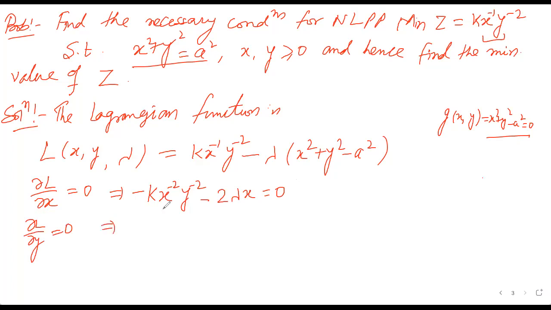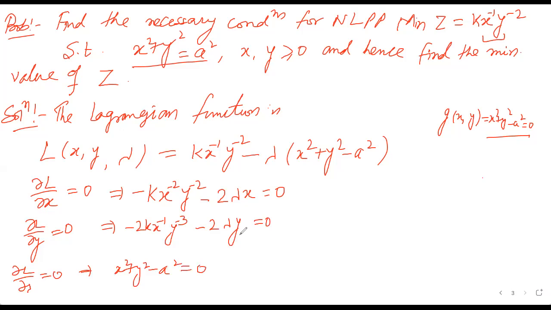condition, so you have -2 k x inverse y minus y^3 minus twice lambda y is equal to 0, and third, in g, you have del L over del lambda is equal to 0, that will be your g. This implies that x square plus y square minus a square is equal to 0. So these 3 conditions you got here.